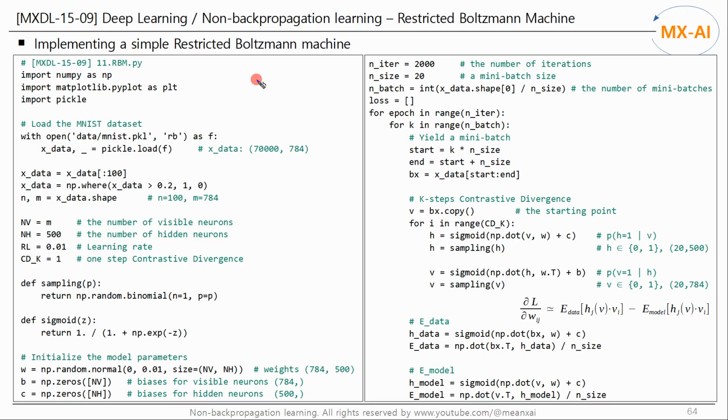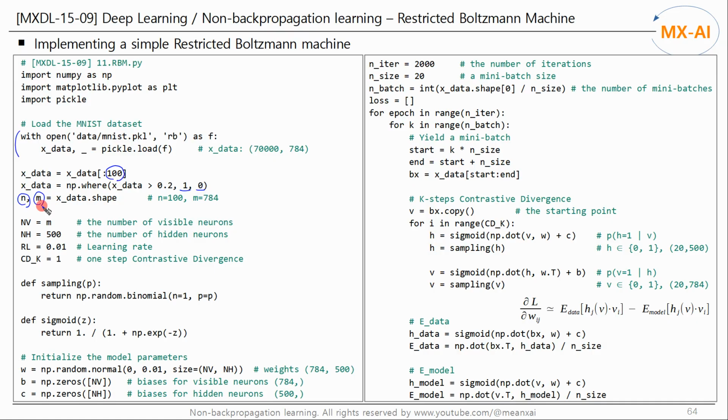Finally, let's implement an RBM model that can reconstruct corrupted MNIST images. Load the MNIST dataset. We will only use 100 images. The pixel values of each image pattern are between 0 and 1. Convert them to binary values 1 or 0. N is 100, the number of input patterns, and M is 784, which is the number of features, that is, the number of neurons in the visible layer.